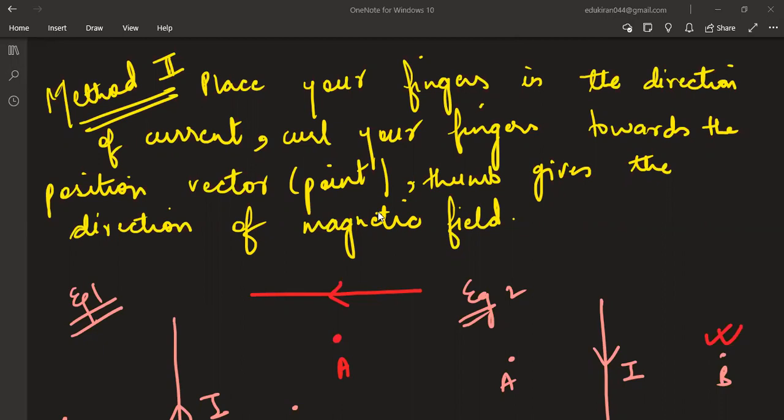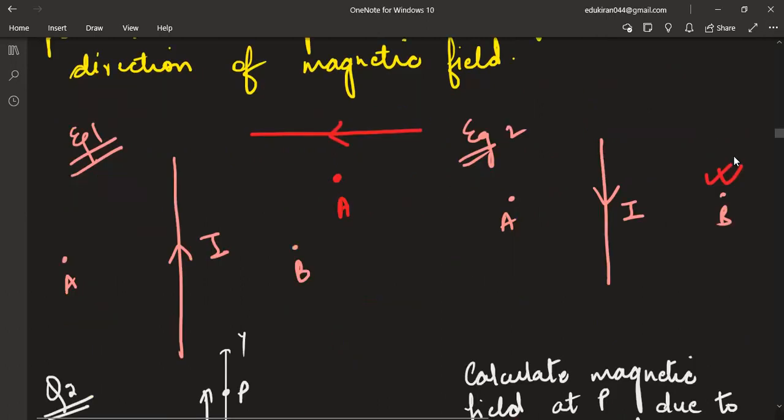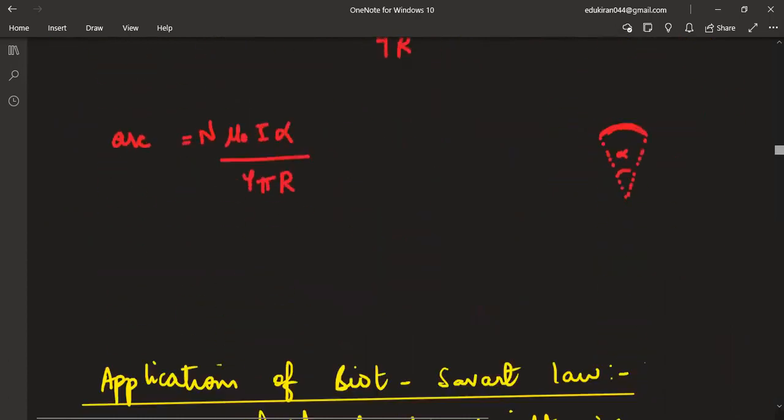So how do you choose? Out of all the directions, when you curl your fingers, the curling should occur towards the point. If you keep your palm facing towards you, the fingers will also curl towards you, whereas the point is downwards. So you should keep your palm facing downwards, nails pointing towards the left. Now when you curl your fingers, the thumb will give you the direction of the magnetic field. This is how you can find the direction of the magnetic field.